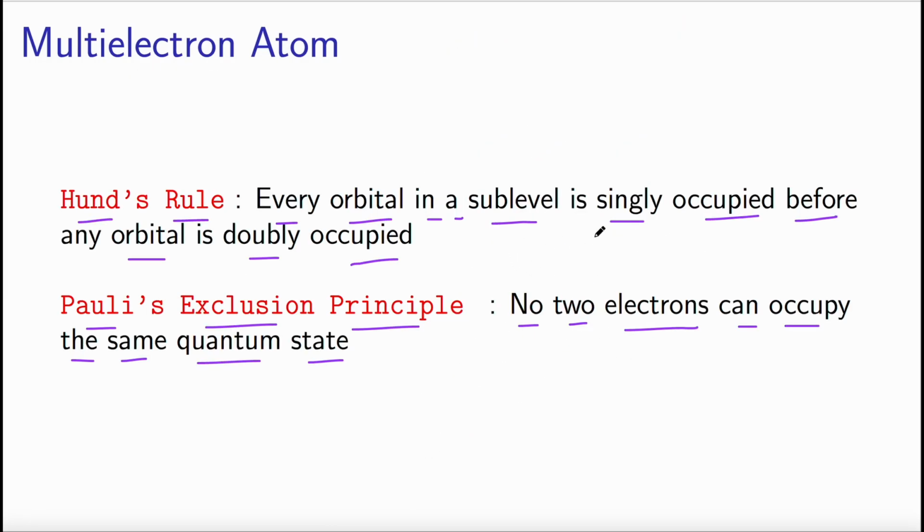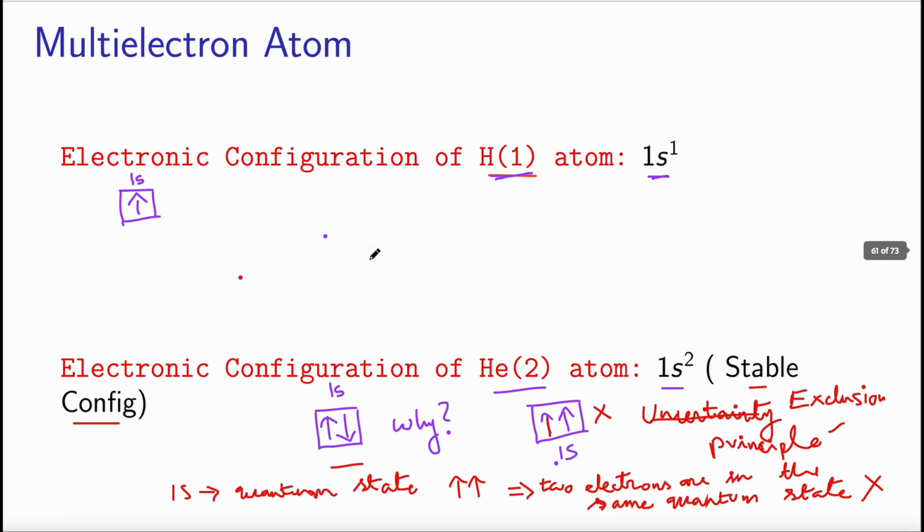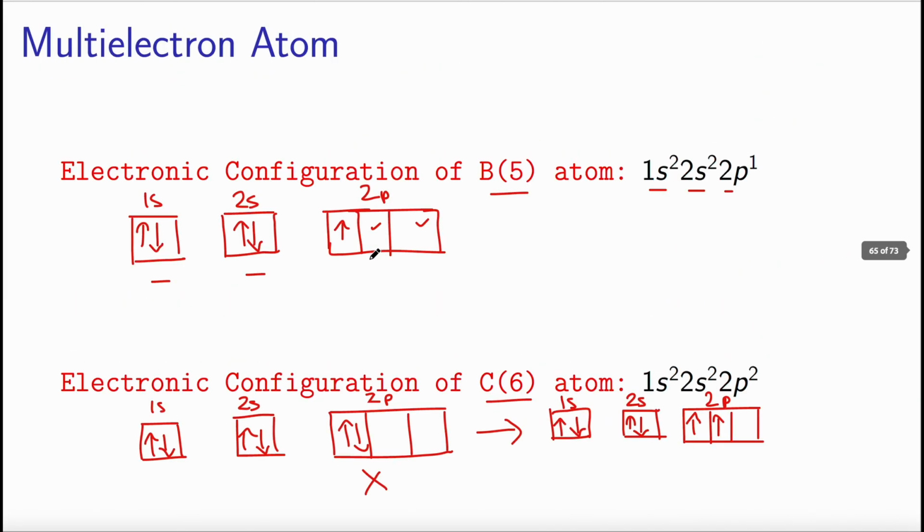Each orbital in a sublevel is singly occupied before any orbital is doubly occupied. So all the orbitals have to be singly occupied first before any orbital is doubly occupied. So this is the correct one, this is the wrong one. And what we have done is we have to take into account what is called Hund's rule. So what we have respected here is Hund's rule, and that is how we have arranged the electrons in the atom.